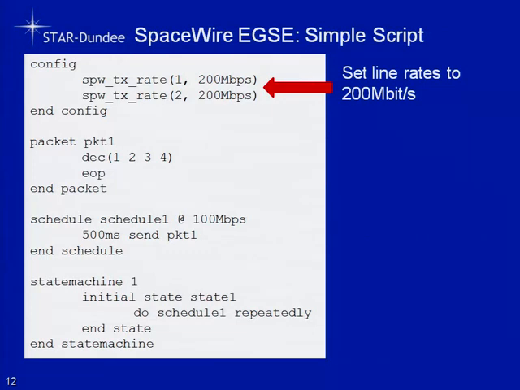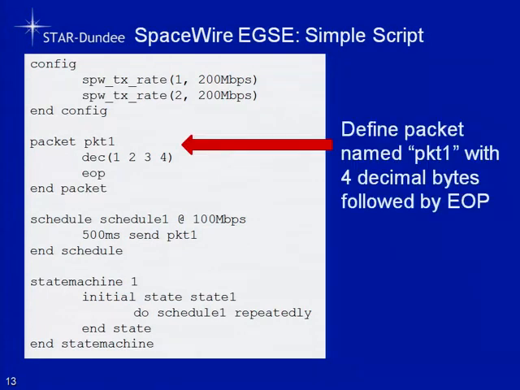Okay, so here's our first simple script. At the top, we basically set the speed of the SpaceWire links. This is the base signaling speed, 200 megabits per second these are set to. And then we define a packet. This is packet number 1, and it contains 4 decimal bytes followed by an end of packet marker. So, even I can understand this software.